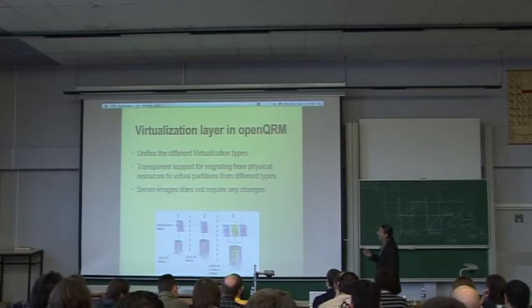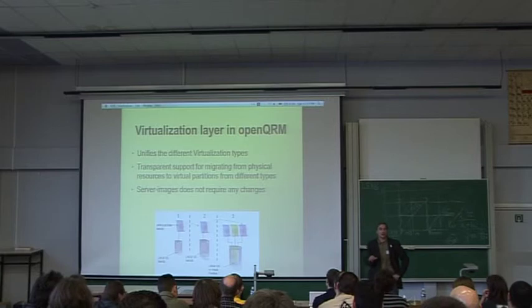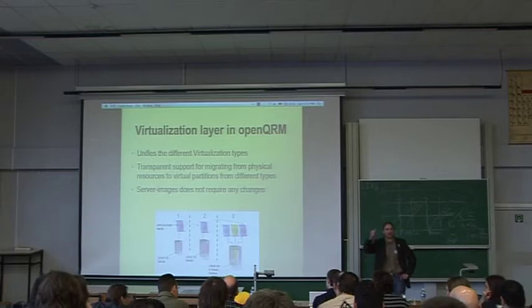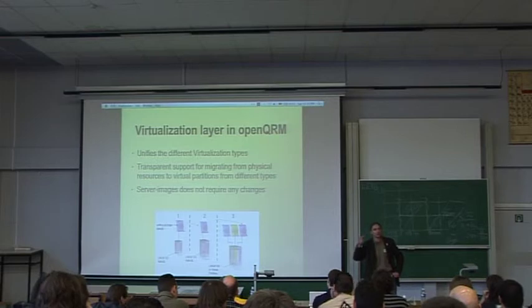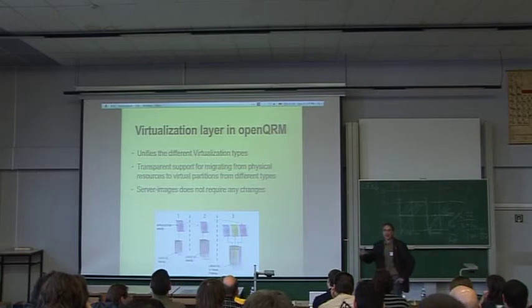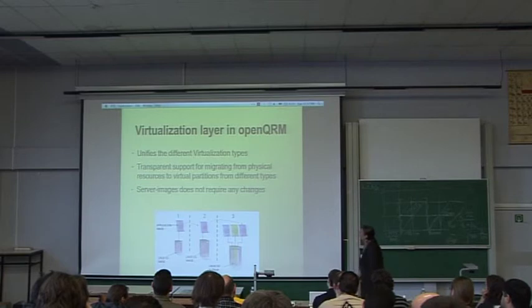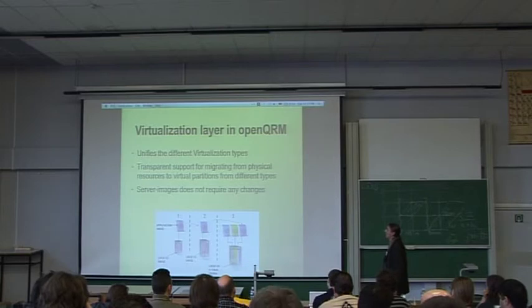With the openQRM deployment method via net booting, we don't need to do anything. We don't need to change anything on a server image to move it from a physical machine to a virtual machine. We just configure a different resource type, not a physical machine, not bare metal, but a virtual machine of type Xen or VMware inside the virtual environment profile. And the next time my virtual environment starts up, it will use a Xen virtual machine instead of a physical box. So this all gives us transparent support for migrating from physical resources to virtual partitions.